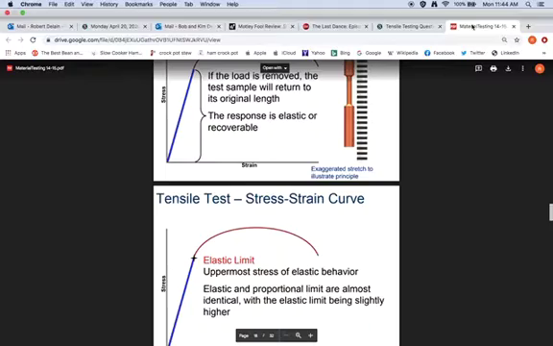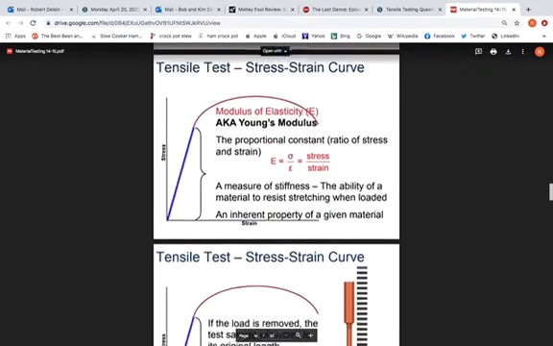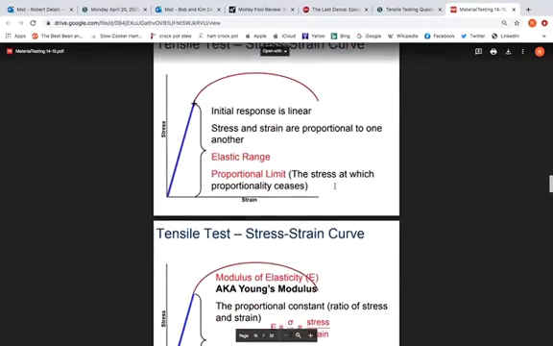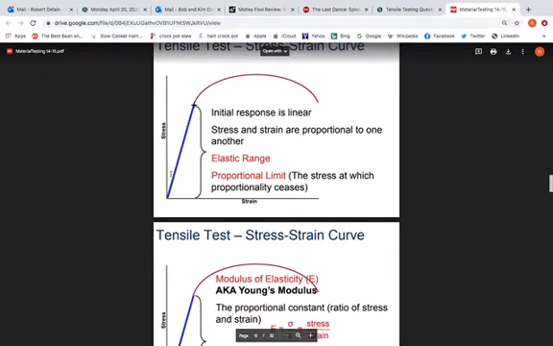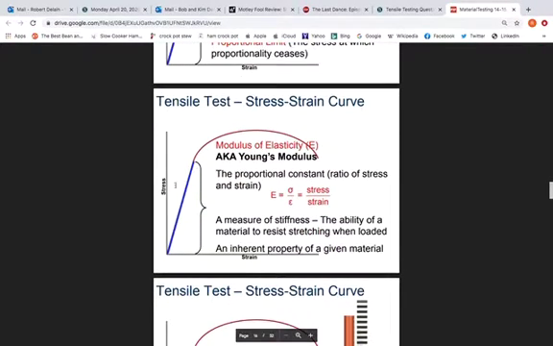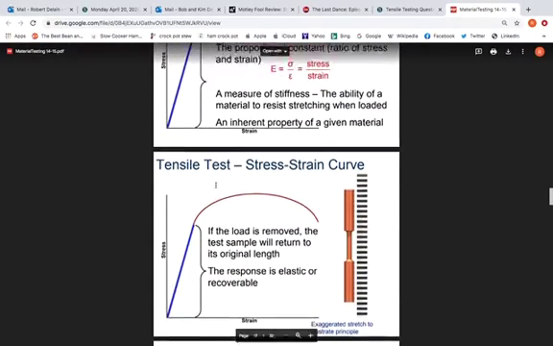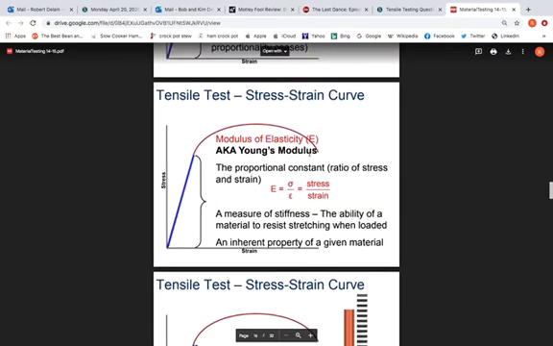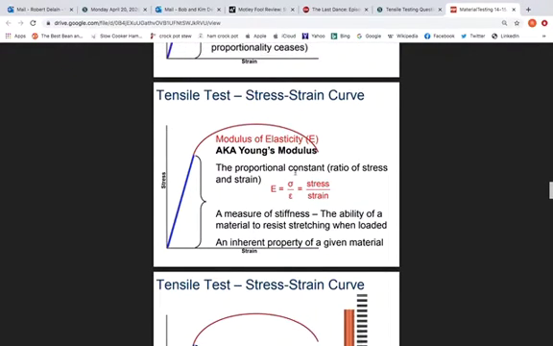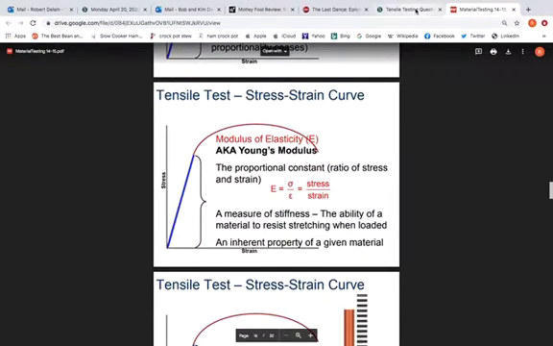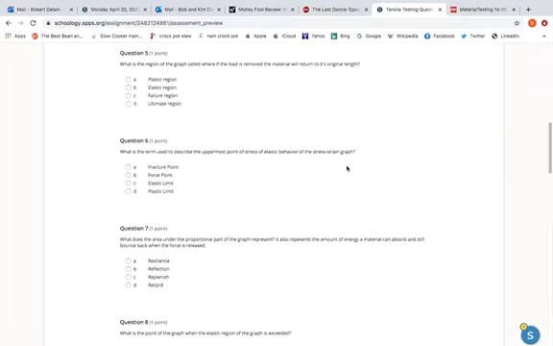And again, we're going back to this part of the graph right here, the straight line, and it's shown in all of these different pictures. All of these straight line areas are called the elastic region of the graph. And here was our equation for calculating Young's modulus, which was the previous question, the stress divided by the strain. Keep moving on.